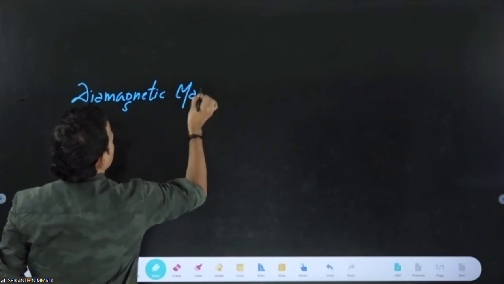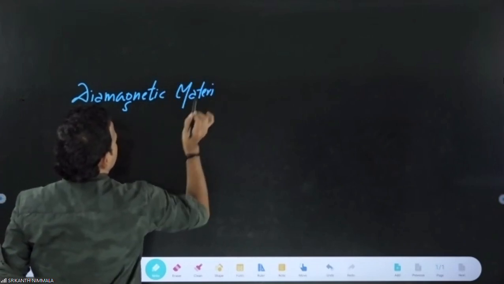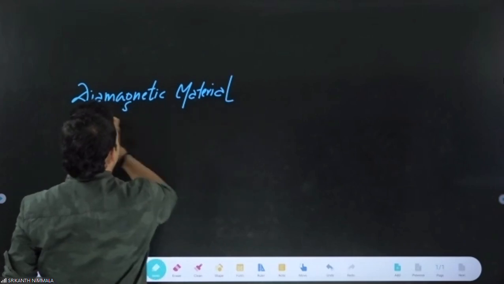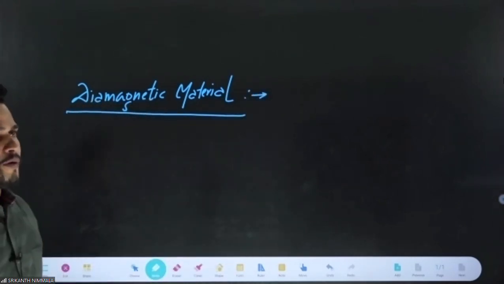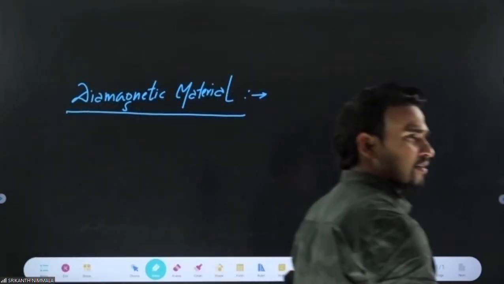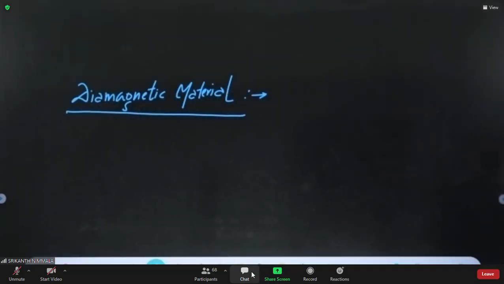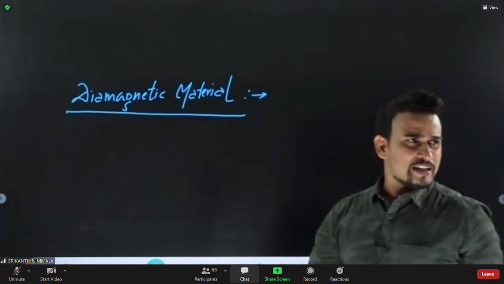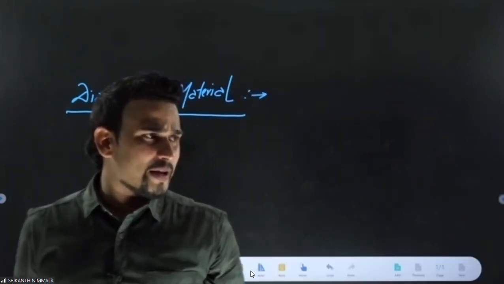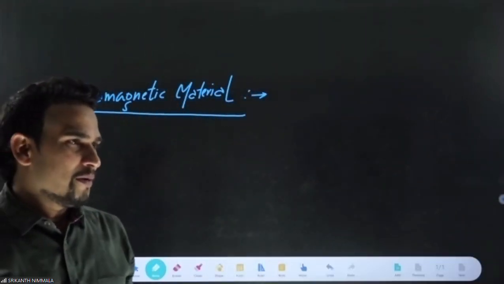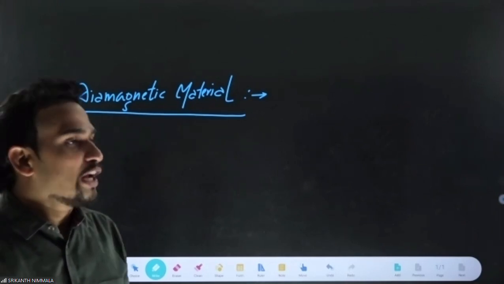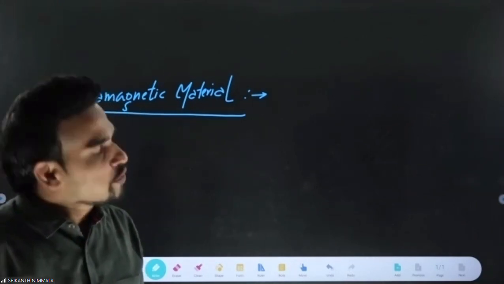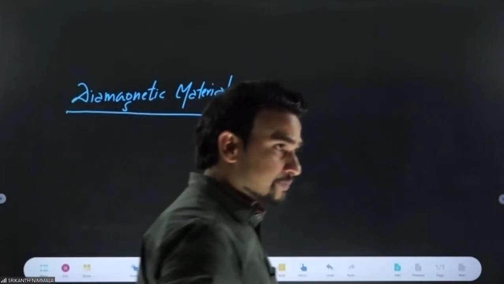So first you tell me which type of material shows diamagnetism. Which type of material? You have studied in chemistry, na? Which type of material shows diamagnetic property? Yeah, paired electron. Come on, you write.